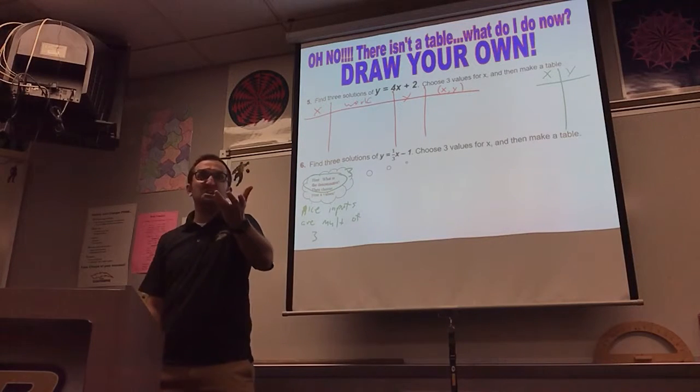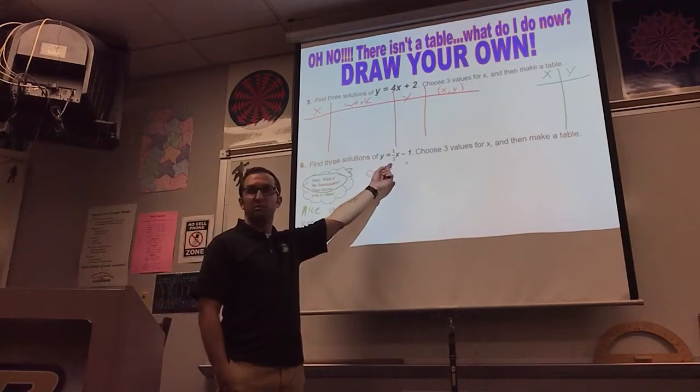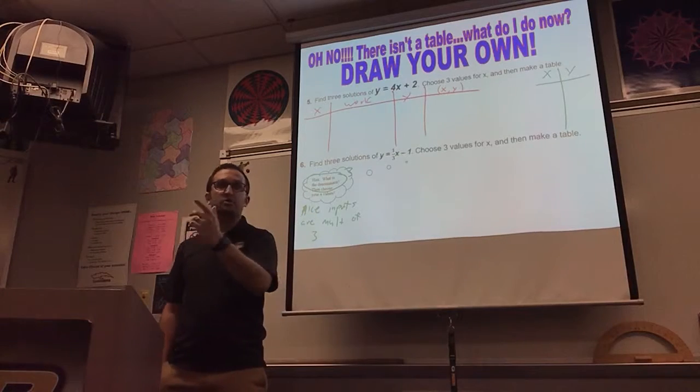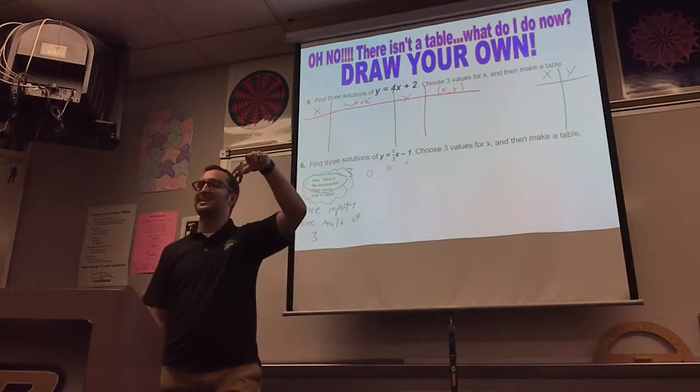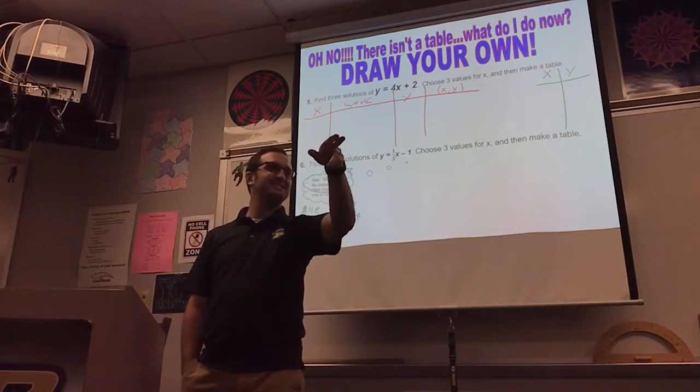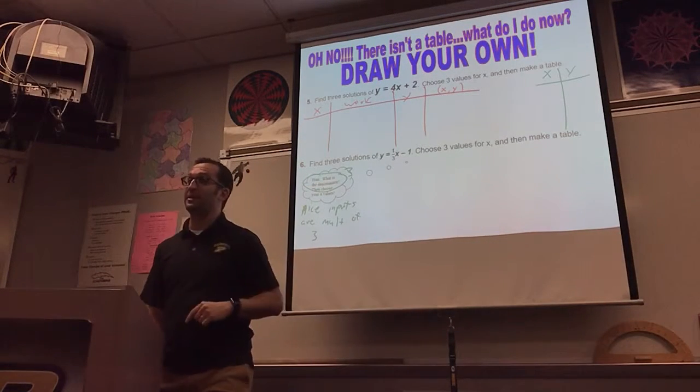What are some other numbers that would be nice? 12, 30. 30 would be a really easy one, right? 100. 100 would not be nice. Why? Why would 100 not be nice? It's not divisible by 3. 300 would be good though.